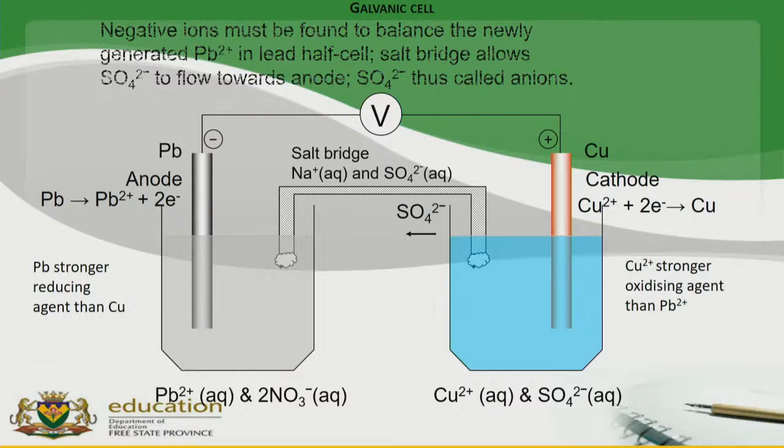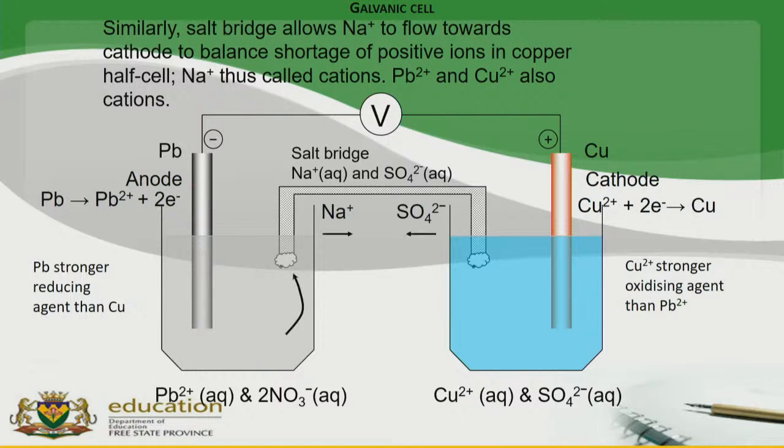The same thing applies to the copper half cell. Remember, we had more negative ions in the copper half cell because some of the copper ions underwent reduction. So now the positive ions in the salt bridge will migrate towards the copper half cell so that they can neutralize the negative ions.